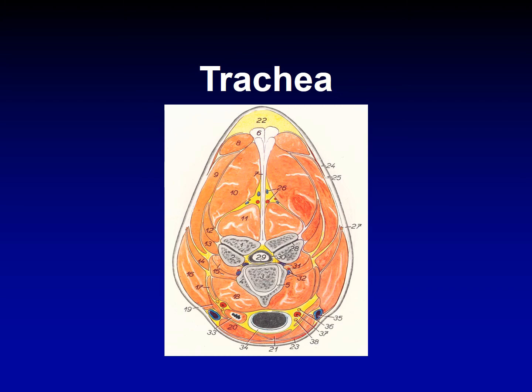The trachea is the second thing that I'm going to talk about, that is protected by the deep fascia. After we talked about the vagosympathetic trunk, we're going to be talking about the trachea, and then after that we're going to be talking about the esophagus. So now we're going to be talking about the trachea.